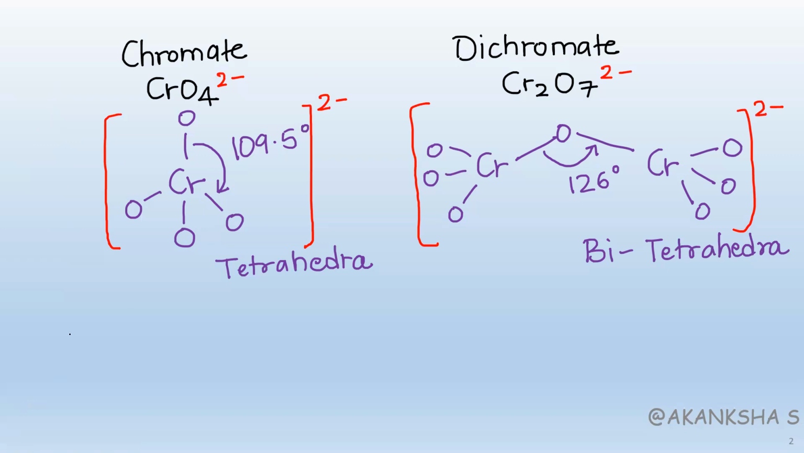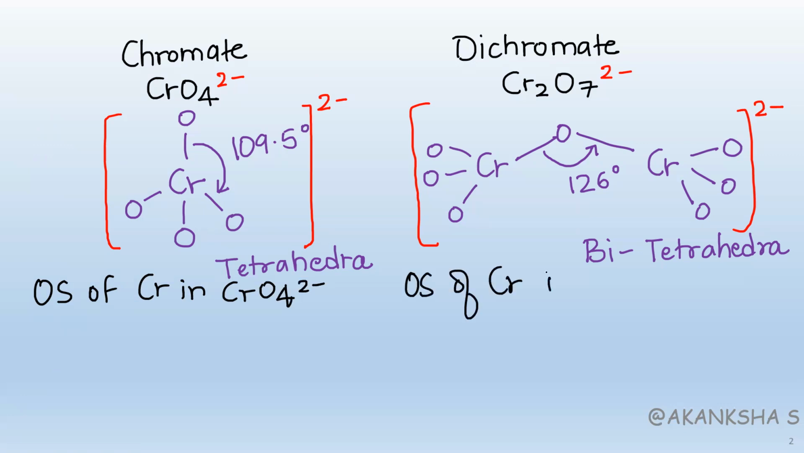What I want you to focus on next is the oxidation state of chromium. Oxidation state of chromium in chromate, whereas comparing it with the oxidation state of chromium in dichromate. We all know chromium happens to be a d-block element, famously known as a transition element, and they show variable oxidation states. So let's see how things work.